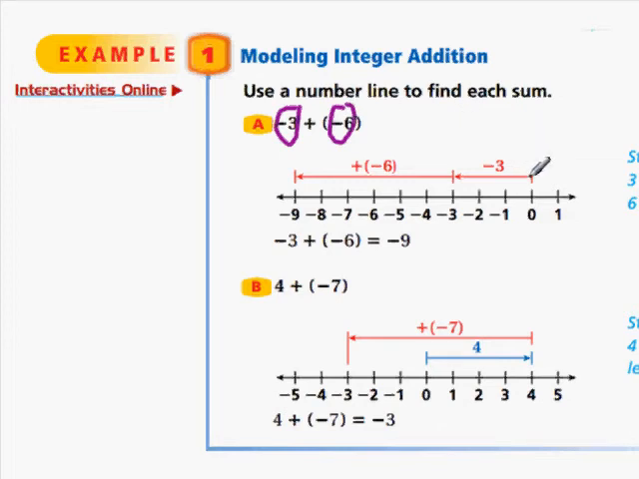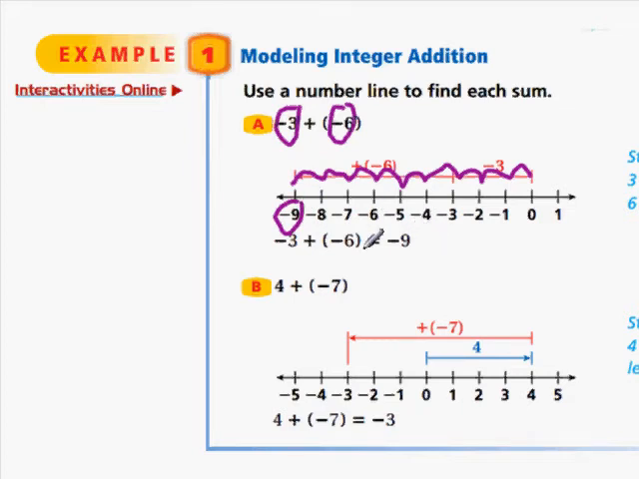First I move 3 units to the left for -3, and then, which is my adding, I move 6 more units to the left to show the integer -6. I end up at -9, so my answer is -9.